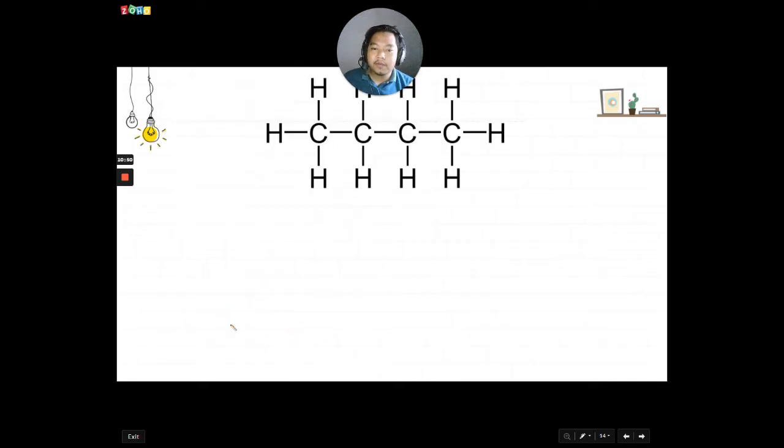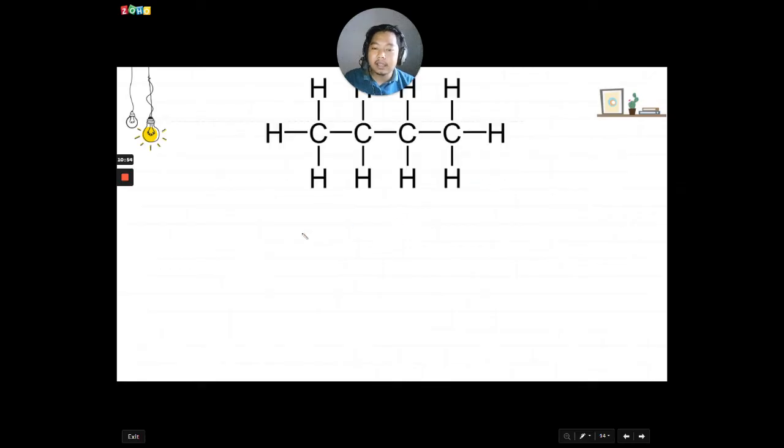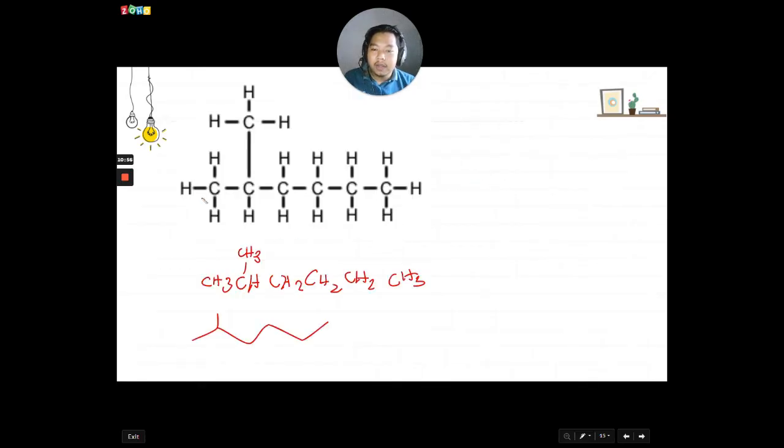The first rule, if we go back, is to identify the longest carbon chain and name it. So my longest carbon chain would either be the straight chain or the chain from the top going to the right, or from the top going to the left. So let's see the scenario. If I go from top going to the left, that would be 1, 2, 3. If I go from left to right, that would be 1, 2, 3, 4, 5, 6. If I go from top to the right, 1, 2, 3, 4, 5, 6.